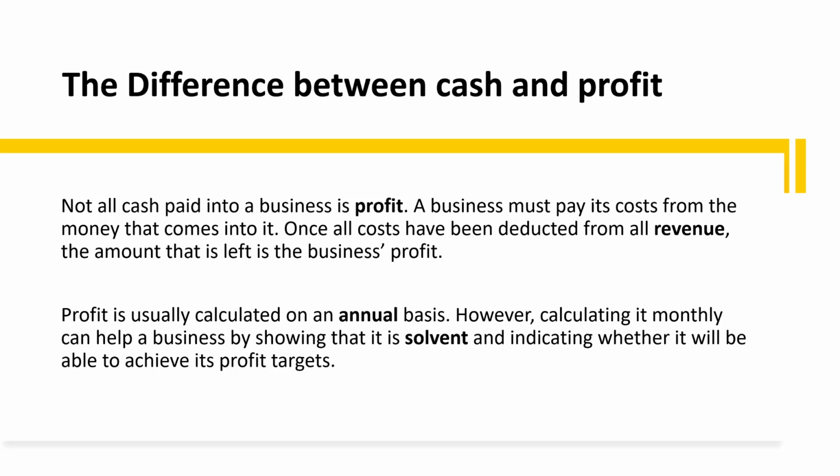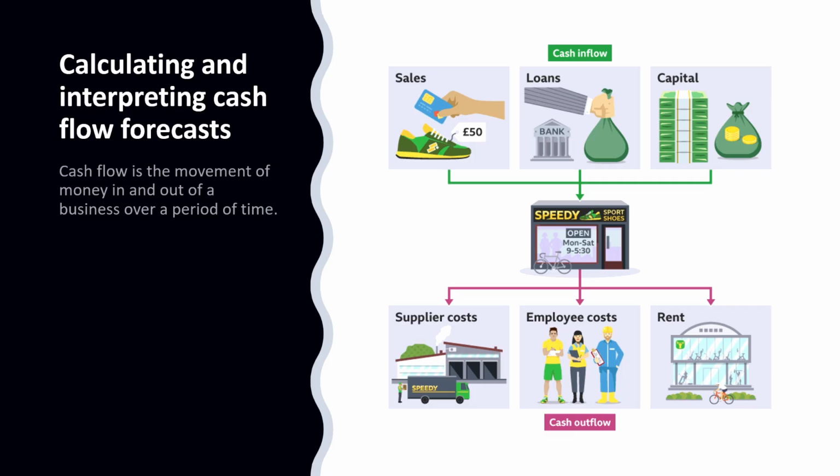Profit is usually calculated on an annual basis. However, calculating it monthly can help a business by showing that it is solvent and indicating whether it will be able to achieve its profit targets. Cash flow is the movement of money in and out of a business over a period of time.